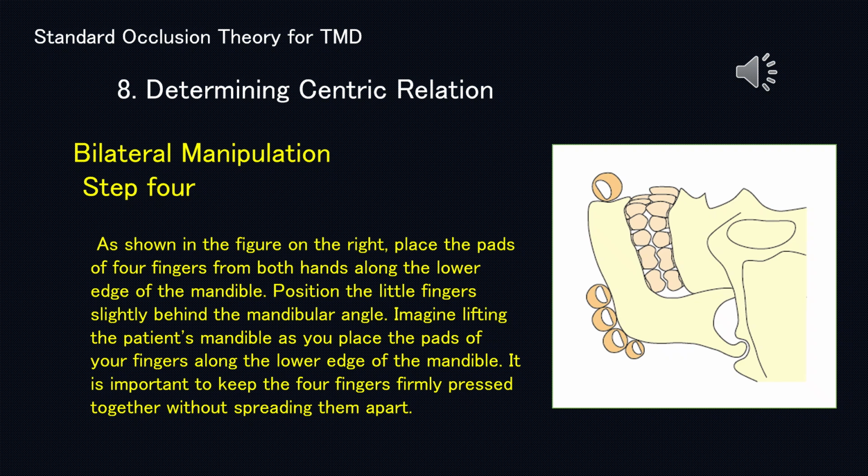Bilateral manipulation. Step 4. As shown in the figure on the right, place the pads of 4 fingers from both hands along the lower edge of the mandible. Position the little fingers slightly behind the mandibular angle. Imagine lifting the patient's mandible as you place the pads of your fingers along the lower edge of the mandible. It is important to keep the 4 fingers firmly pressed together without spreading them apart.